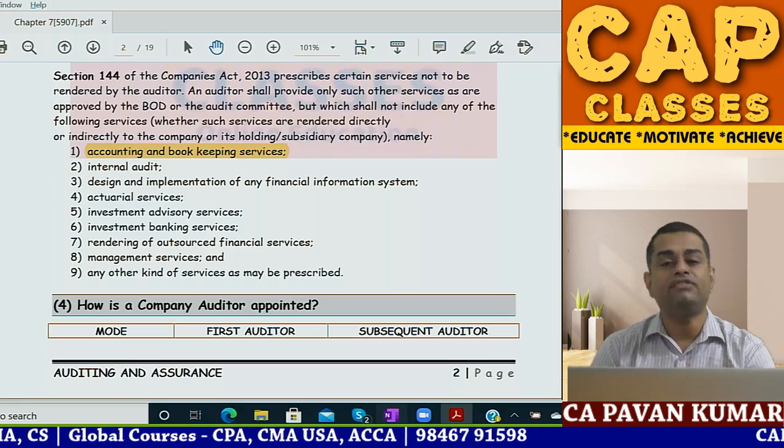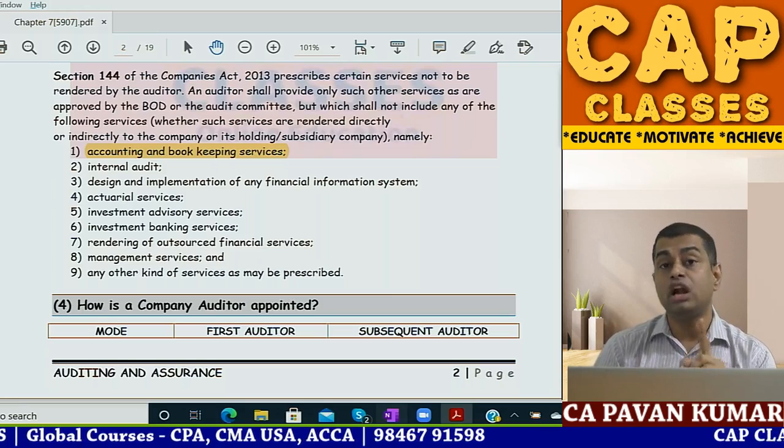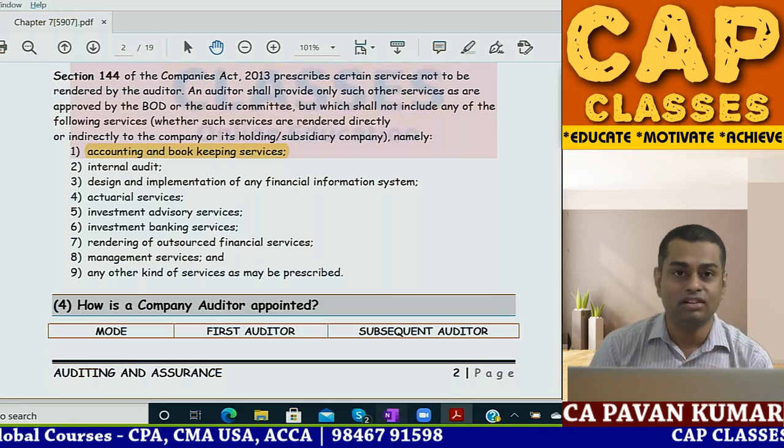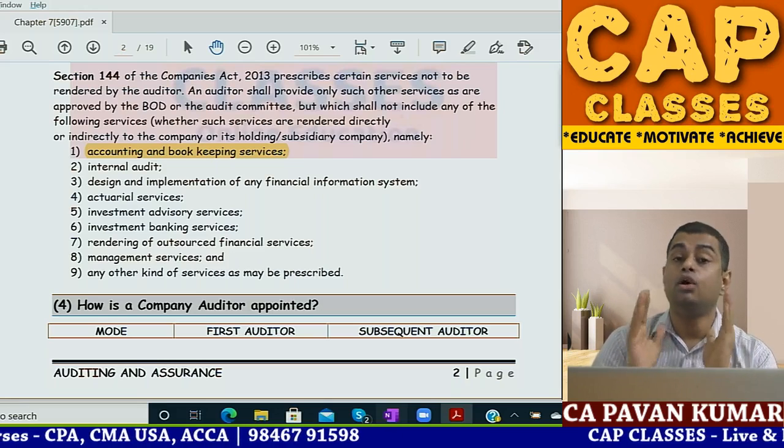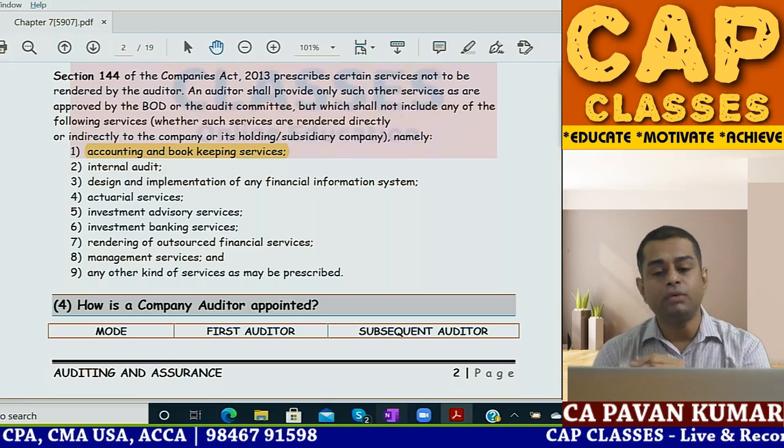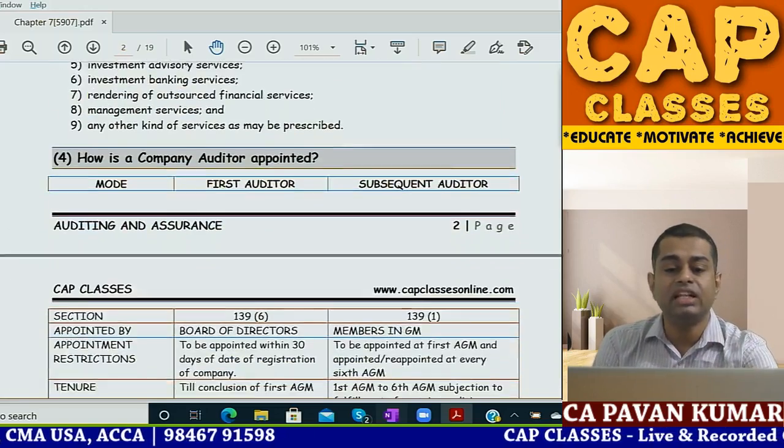Any auditor after the first auditor is called a subsequent auditor. You will not say second auditor, third auditor, fourth auditor. You will say first auditor, subsequent auditor. So, who will appoint the first auditor? What is the procedure? Who will appoint the subsequent auditor? What is the procedure? It is given in this table.